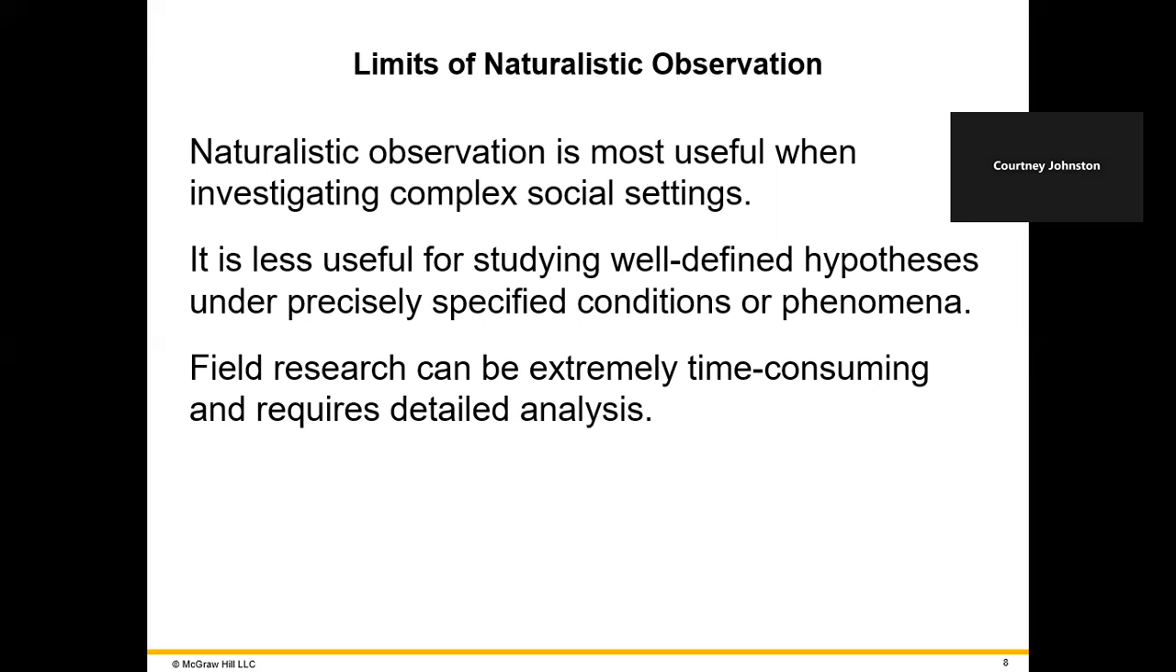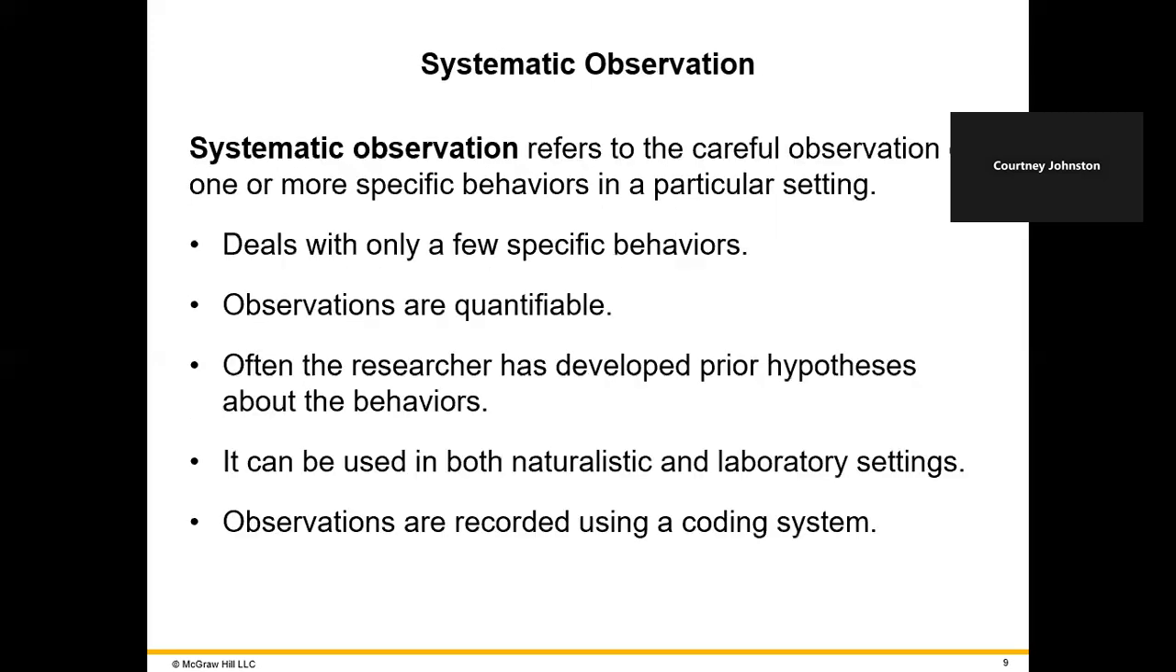But here's the thing, it can be extremely time consuming and require detailed analysis. The type of, again, the quantitative correlational survey type study you are going to complete is going to be the most efficient, least time consuming process of research. Whereas qualitative research or naturalistic observation, you're going to have to spend lots of time with your participants, possibly many instances with your participants, maybe not just meeting with them once or observing them once, but many times. We also have systematic observation.